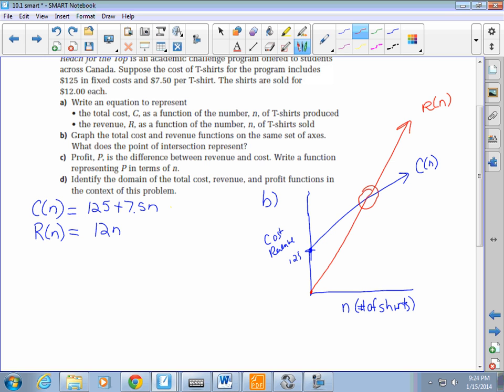That's the point where I would break even. So where my costs and my revenue are equal, I would basically be at $0 profit, but then I would start to make money. So that is my break-even point.